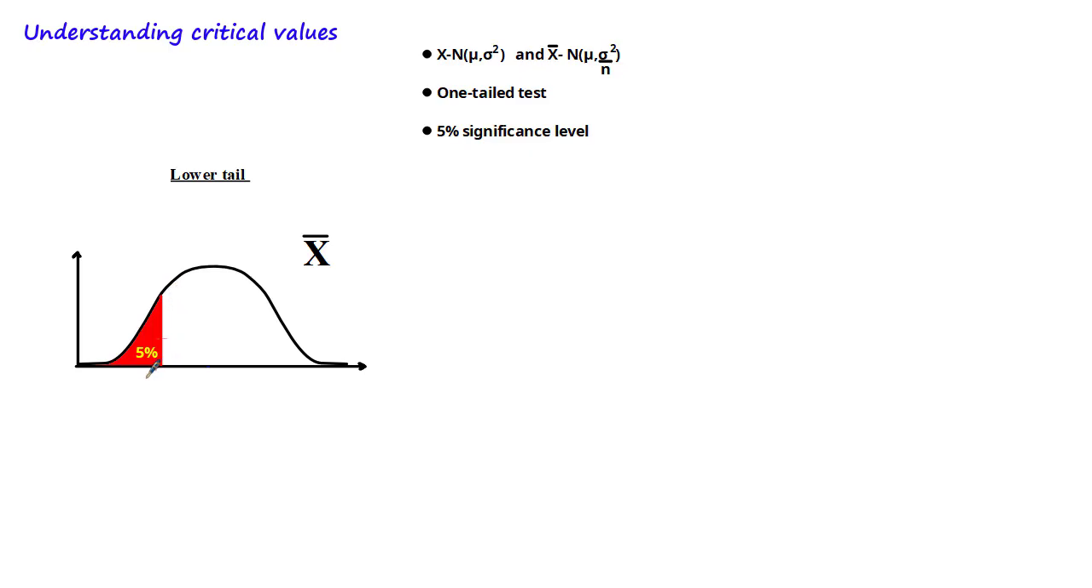If the p-value was less than 5%, then we would reject the null hypothesis. And this is why we call this area the rejection region. If the p-value for the lower tail was more than 5%, then we would accept the null hypothesis. And that's why this region is called the acceptance region.